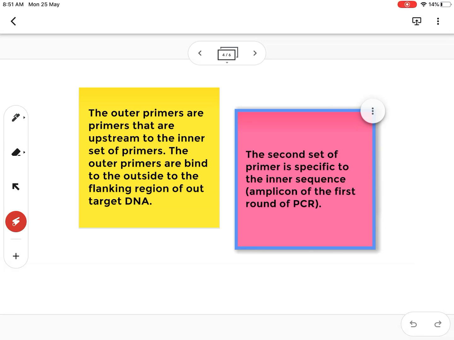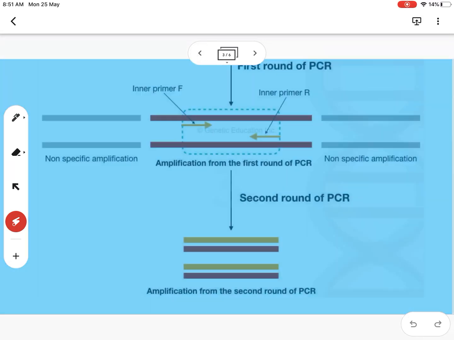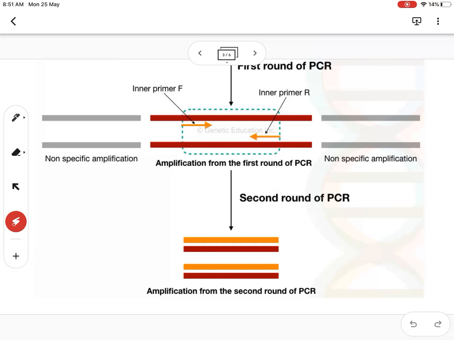So what happens in nested PCR? Two sets of primers are used to achieve high sensitivity. Both the primers have different and unique properties. The first set of primers binds outside the target DNA and amplifies a larger fragment. This set of primers is referred to as the outer primer. The other set of primers binds specifically at the target site, and in the second round of amplification it amplifies only the target DNA.